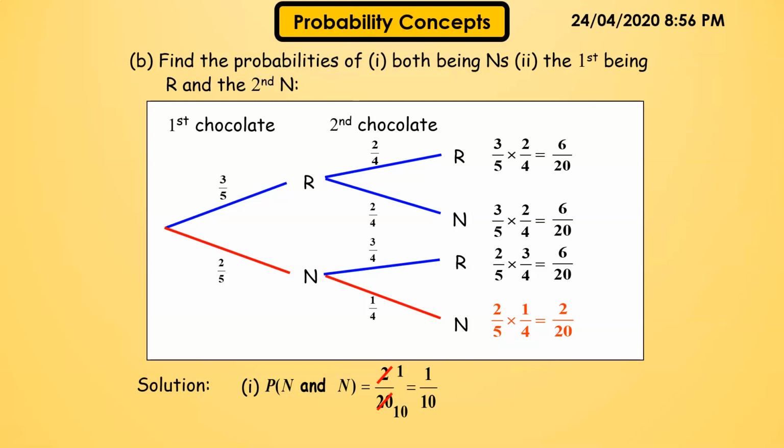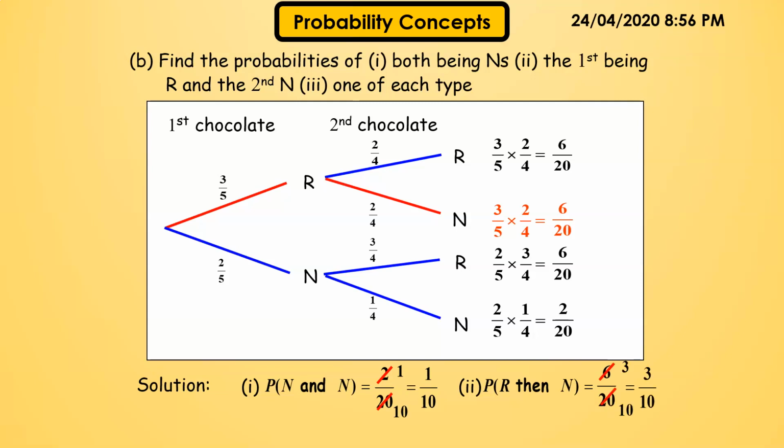Notice we didn't simplify these things earlier because of the next stage, which is looking at the probability of getting a raspberry and then a nougat. So that's looking at that branch. You can see that's 6 out of 20, which simplifies to 3 over 10.